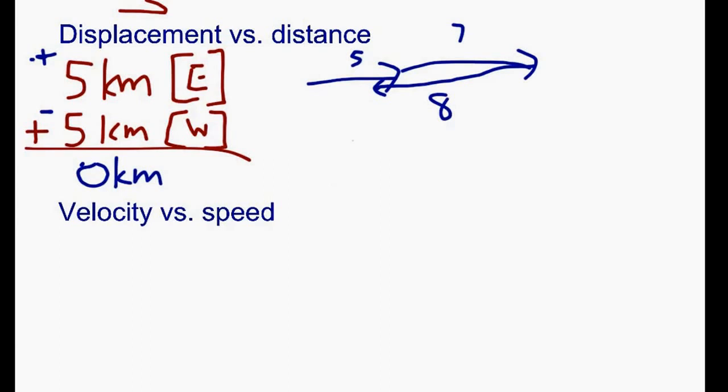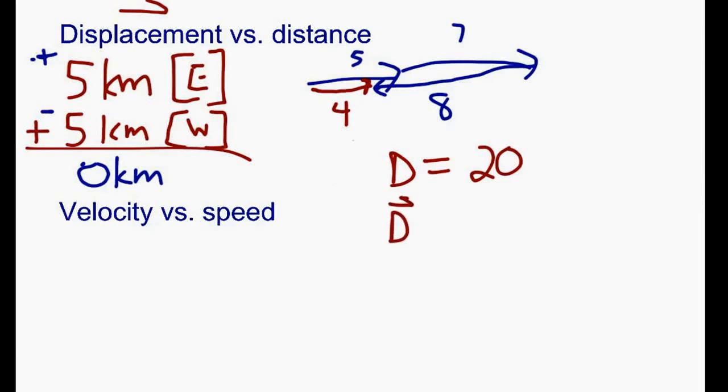But if I said, what's your total displacement? Then we'd have 5 plus 7 is 12. But then we're going to subtract 8 because it went the opposite direction. So really our displacement then is, in conclusion, we've actually only gone 4 to the right or to the east. So our distance would equal 20, and in this case our displacement, we'll put a little arrow over it, would equal 4 to the east. Okay, does that make sense?